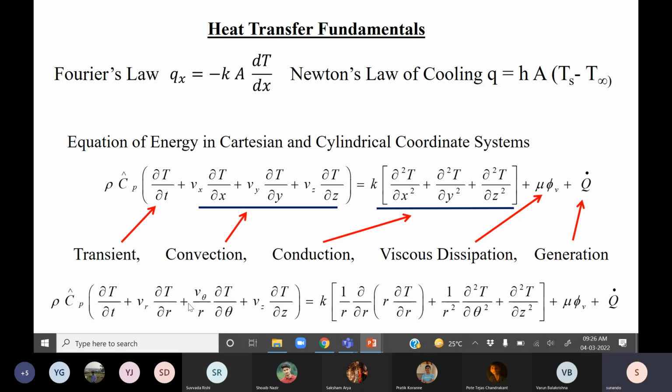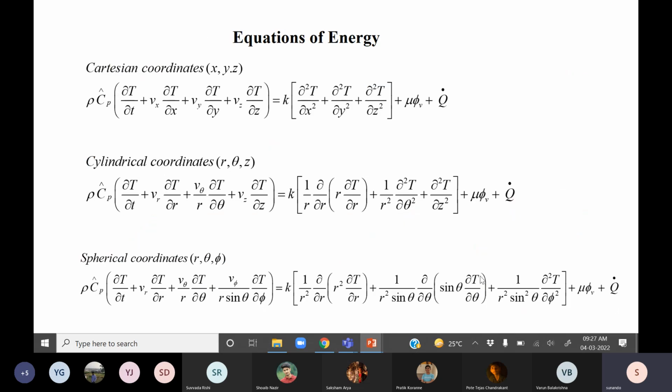And when you transform the coordinate system, the relation looks a bit more complicated. But if you look at the significances, they still remain the same. The convection on the left hand side, transient on the left hand side, conduction on the right hand side, and other terms which I have already explained. So these are the equations of energy in Cartesian coordinates, cylindrical coordinates, and in spherical coordinates. Any question? Everywhere the significance remains the same.